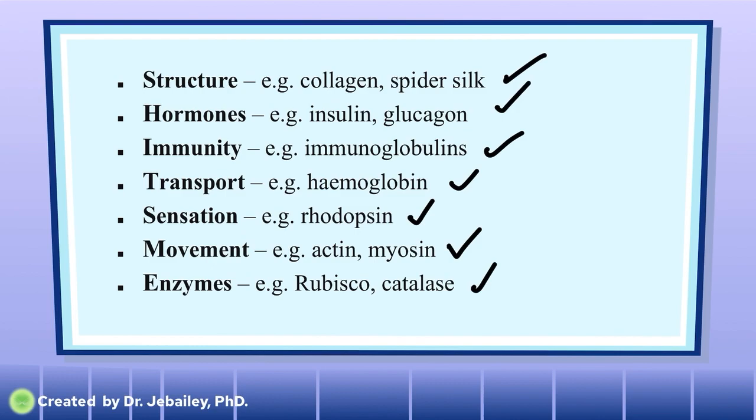A protein can be just for structure, a protein can be a hormone, a protein can be working in the immune system, a protein can be transporting things, a protein can sense things, a protein can move you, or the protein can be an enzyme that is basically digesting. So there are different ways in which protein can function, and here are examples for each. You need to know this.